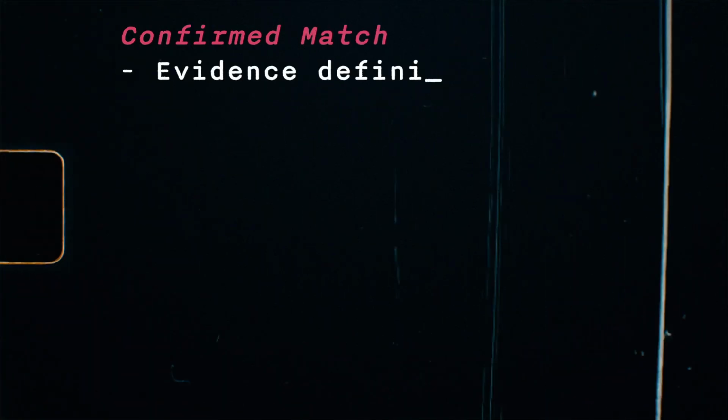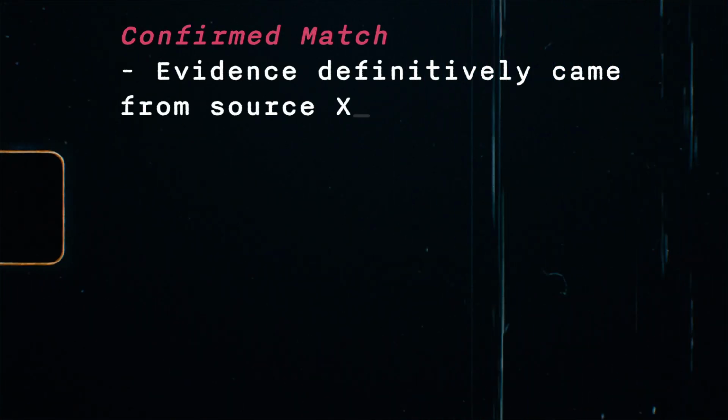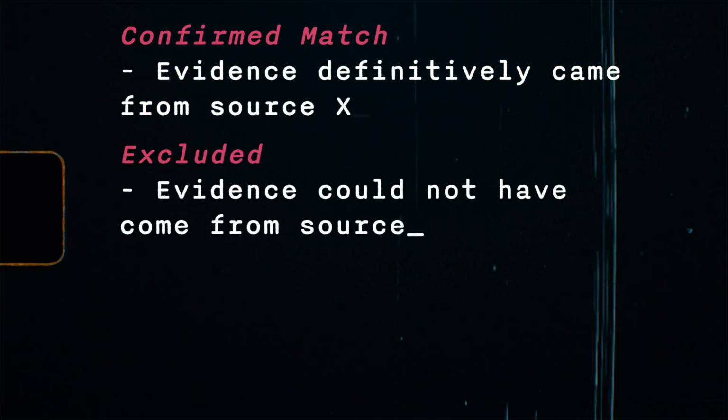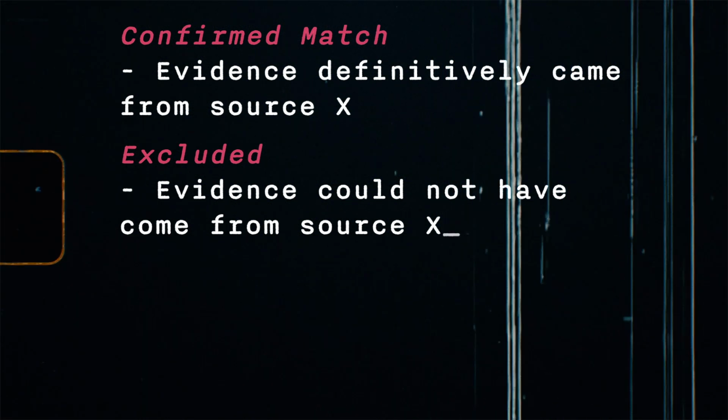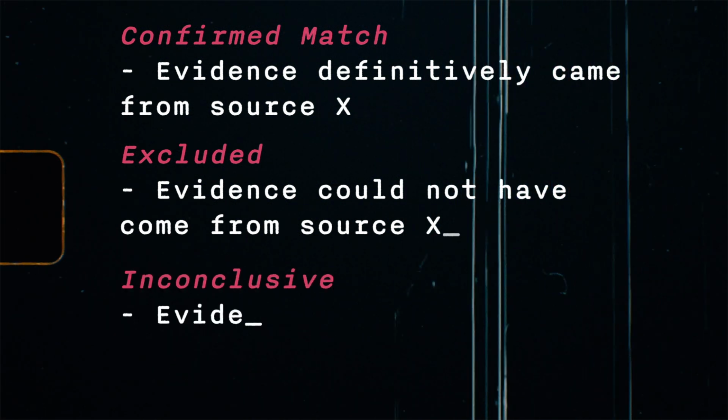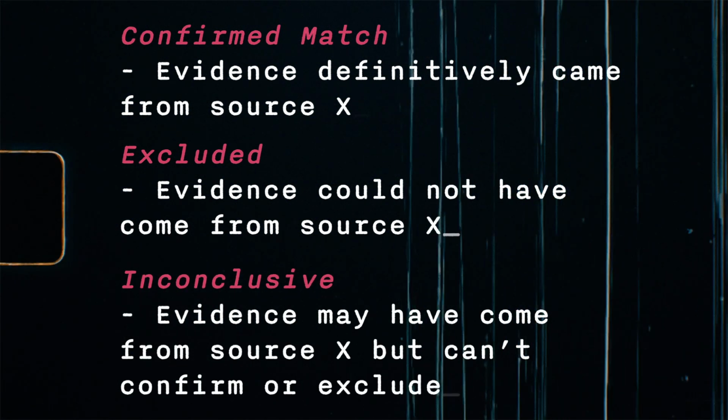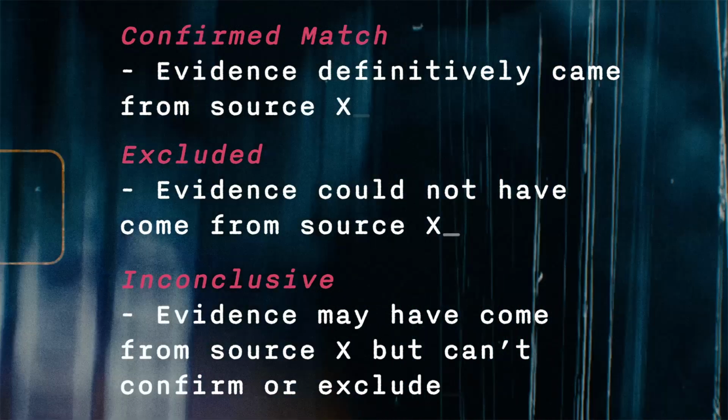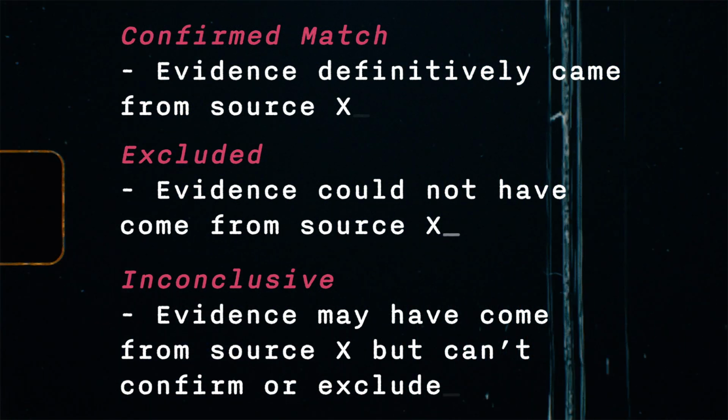Let's put it into context. Suppose we have a hypothesis that evidence A originated from suspect X. Depending on the type of evidence and its class and individual characteristics, the conclusion may fall into one of these categories. A confirmed match: evidence A definitively came from source X. Or it's excluded, meaning evidence A could not have come from source X. Or it's inconclusive: evidence A may have come from source X, but there isn't enough information to confirm or exclude it.